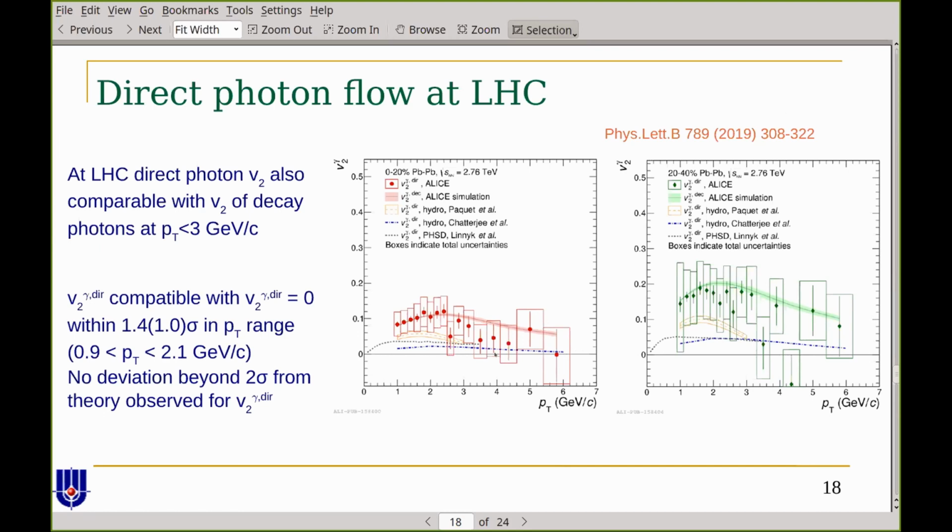And for comparison, we have here several hydrodynamic predictions and the PHSD transport model, and you see that all these models predicted much smaller flow than is measured, which is natural, exactly for the reason which I described. We have a strong contribution from the hot stage, which still does not have large collective expansion, collective flow.